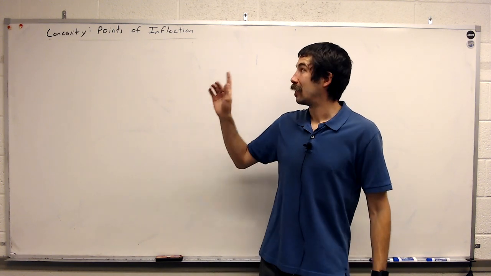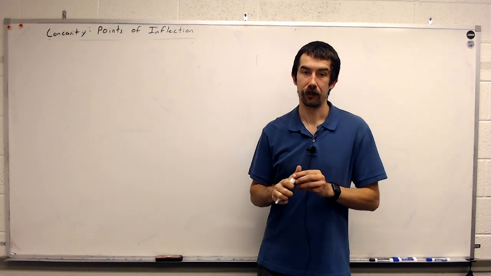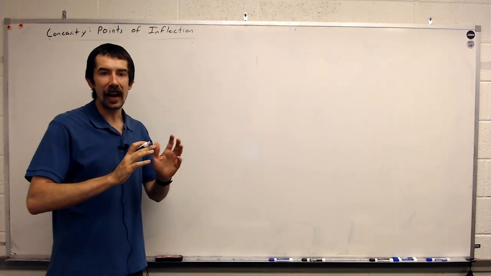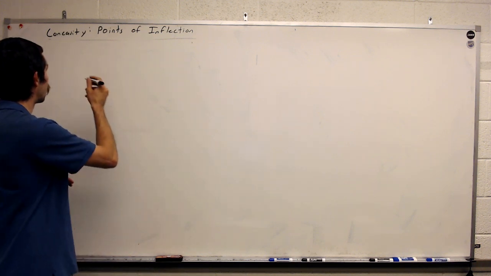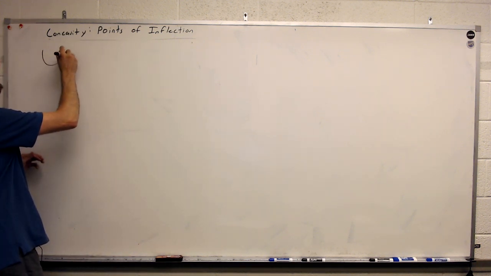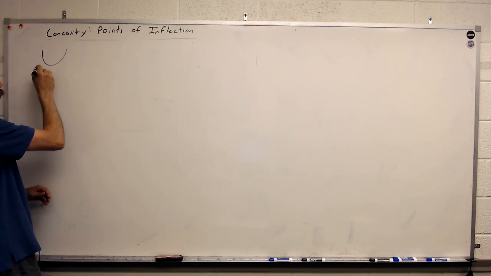Happy learning! Today we're going to talk about concavity and points of inflection. Okay, so what is concavity? Concavity tells us which way the curve is bending. All right, so if our curve is bending like a smiley face, the concavity is concave up.